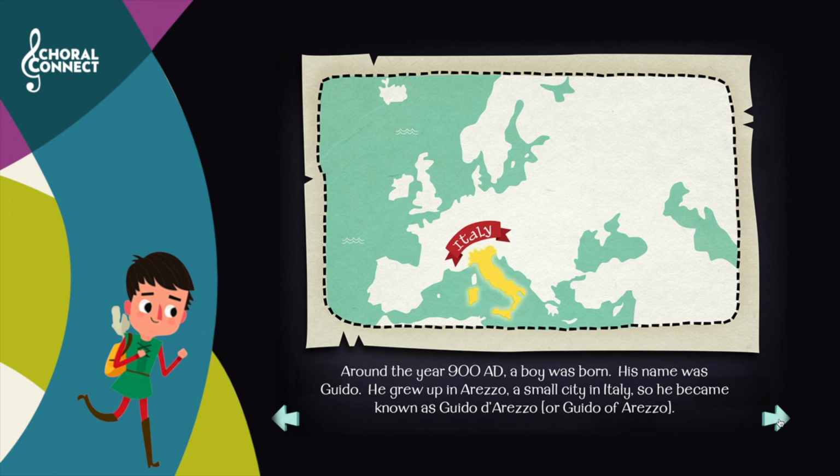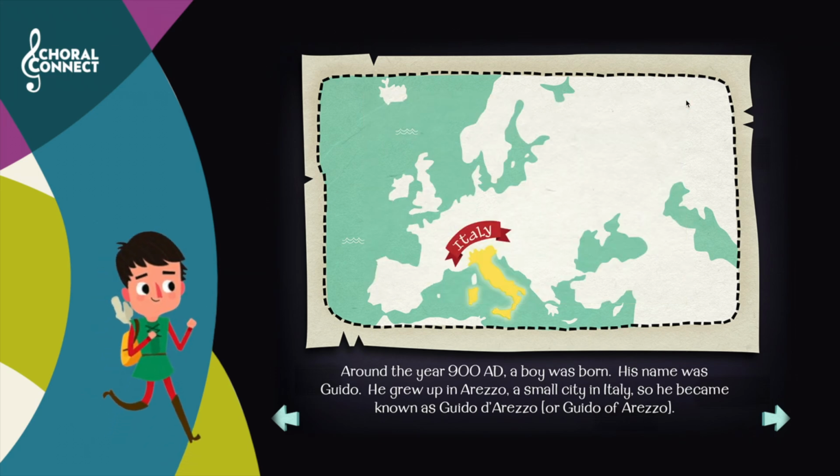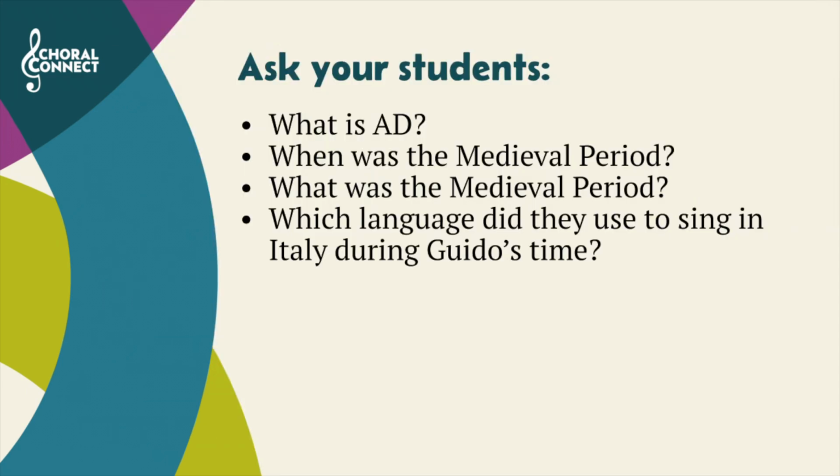Ask a student to click on the highlighted map, and a pop-up picture appears with extra information about Italy and Arezzo. Highlighted pictures are found throughout the ebook. The narrated paragraph on the first page of ebook Guido welcomes cross-curriculum activities such as social studies, visual arts, and language arts. Ask your students, what is AD?